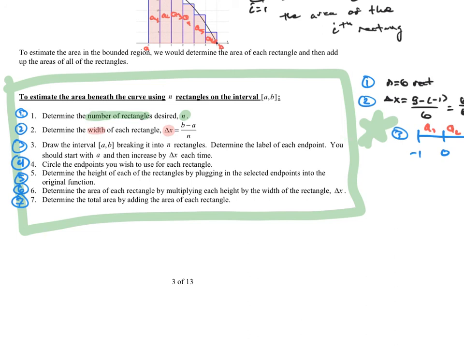So those are our stages right there. Determine how many rectangles, find the width of each rectangle, draw that number line to break it up, determine which points you use for the height, find the function values which determine the height at each one. You know the height, you know the width, so you can find the area of each rectangle, and then you're going to add them together. I know that's a lot of steps, so let's see it in action in the next few problems.